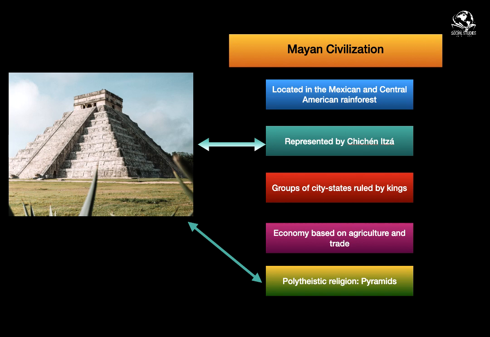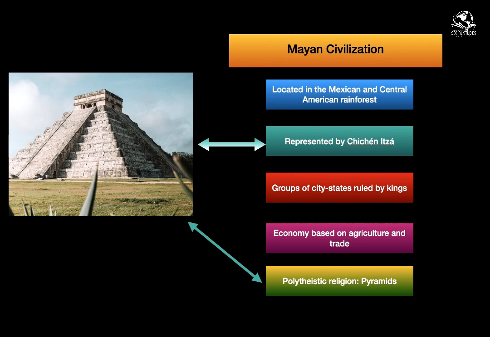One thing that's unique about the Mayans compared to the other two is they have city-states ruled by kings. So the Mayans were not one group of people under one ruler. They had many different rulers. Each of these cities sometimes cooperated with each other, and sometimes they fought each other. Their economy is based on agriculture and trade. And last, they have a polytheistic religion, and pyramids are very important to them. The pyramids are part of their religious beliefs.